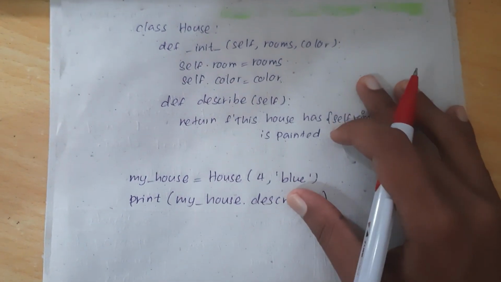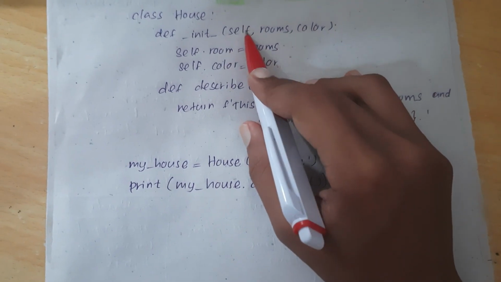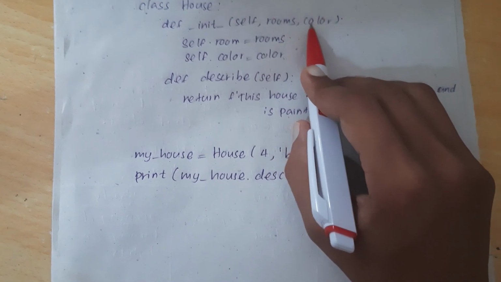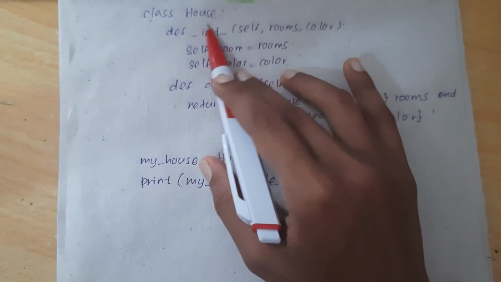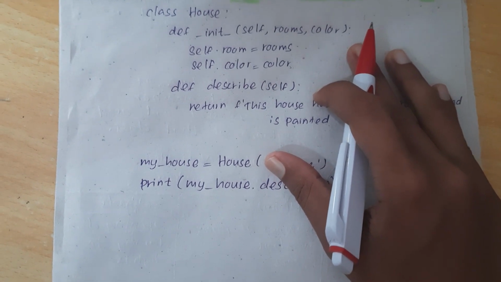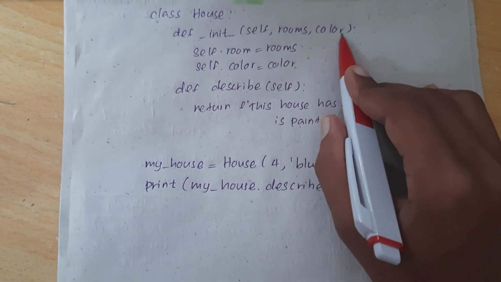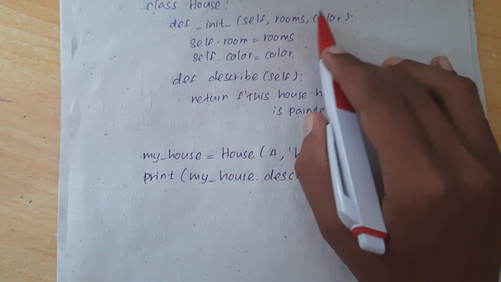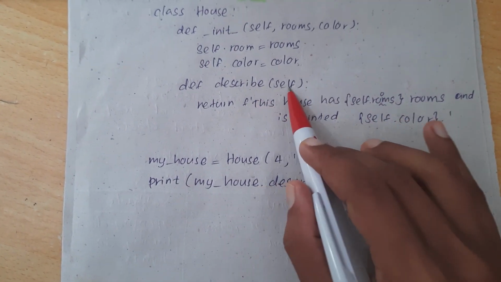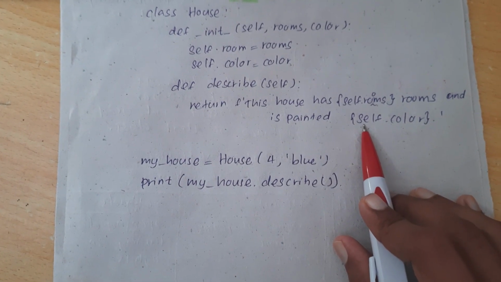Now, here we have a simple class defined in Python. This House class has an init method, which is a special method called a constructor. It initializes the object's attributes, in this case rooms and color. These are the attributes. We also have a method called describe that provides the description of a house.